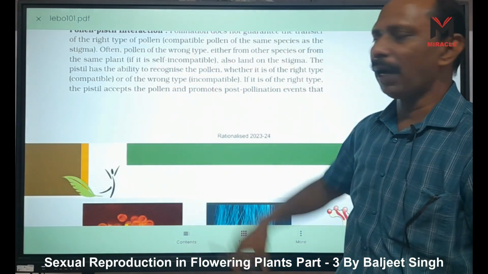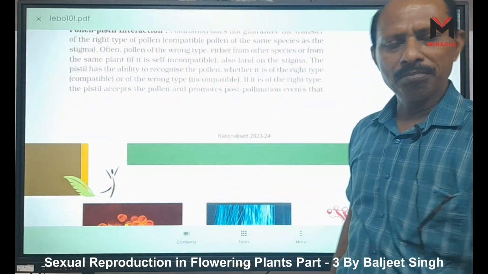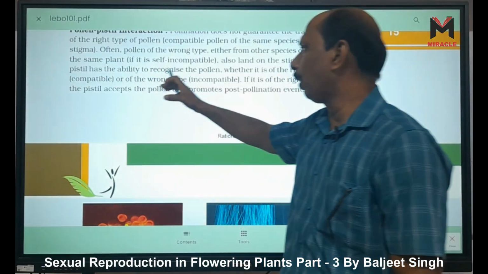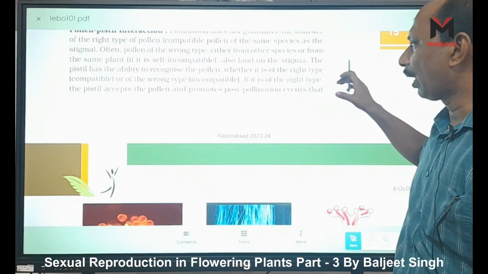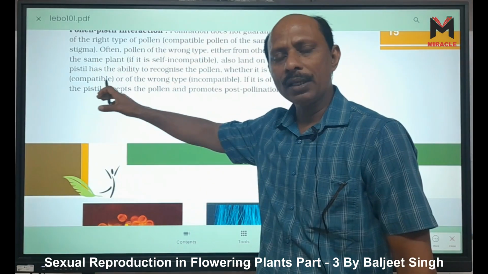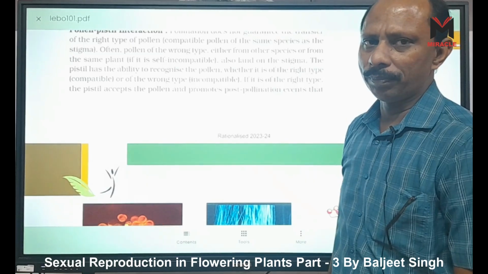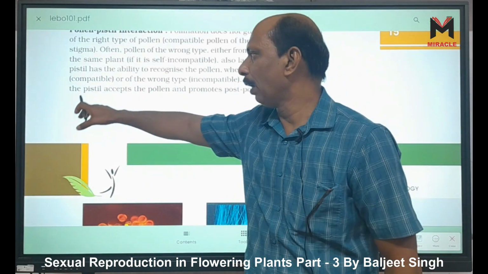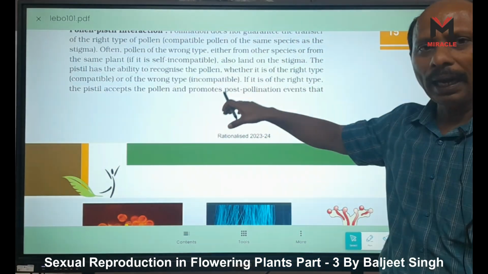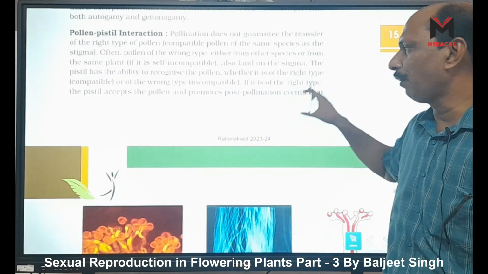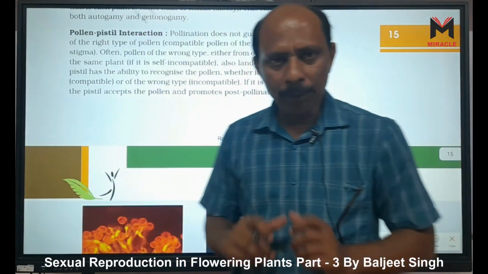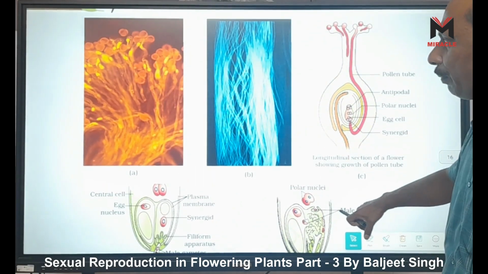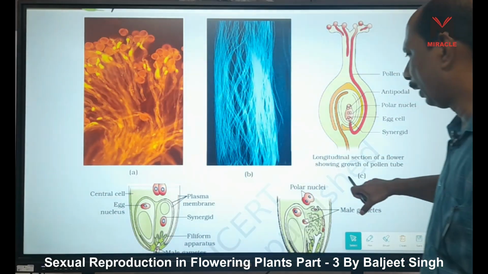If it is self-incompatible, can it also land on the stigma? Yes, maybe, because no barrier is there. The pistil has the ability to recognize the pollen, whether it is of the right type, that means compatible, or of the wrong type, that means incompatible. If it is of the right type, the pistil accepts the pollen and promotes the post-pollination events. Post-pollination events means what? Germination of the pollen tube, right? Here some figures are given, those are our pollen tubes.